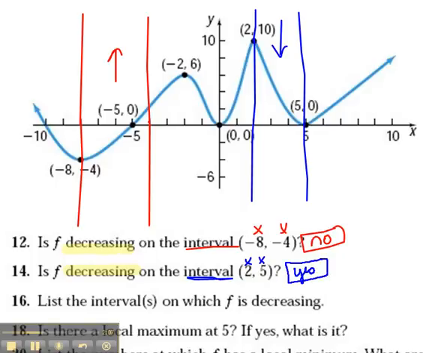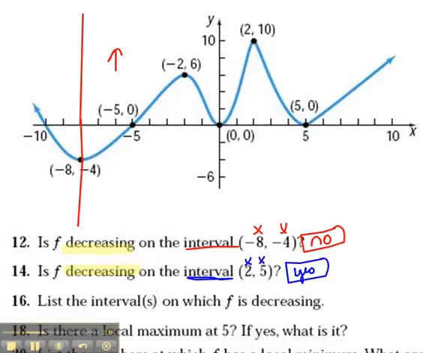Okay. Let me erase off these lines that I have here so that we can draw some more on here. Okay, our next question says, list the intervals on which f is decreasing. Well, before we can talk about decreasing, we need to look at places where it's changing. So let's just start looking at this graph. Remember, this goes on forever and ever and ever. So as we start from the left, the graph is going down until it hits this point right here.